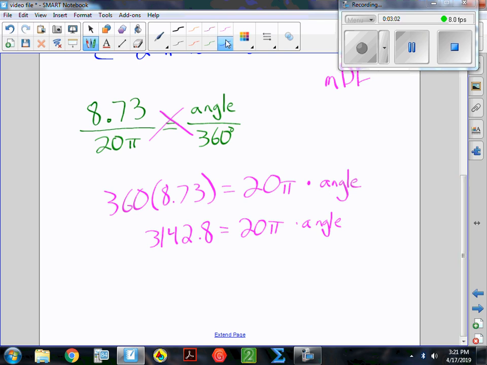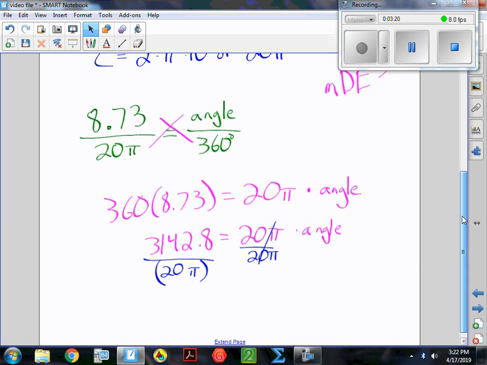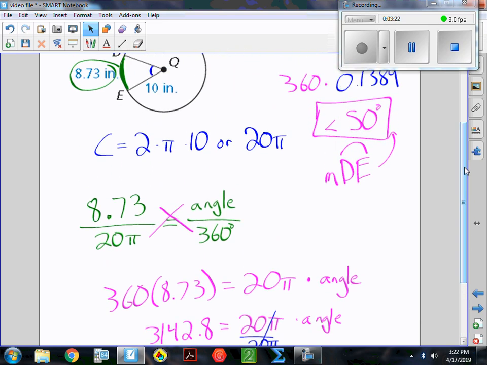Then I need to divide by 20 pi to get the angle by itself. Again, if you're going to use your calculator for that, you need to put the parentheses around the 20 pi. So 3142.8 divided by 20 pi, and I get the same angle as before, 50.019. So my angle is 50 degrees.